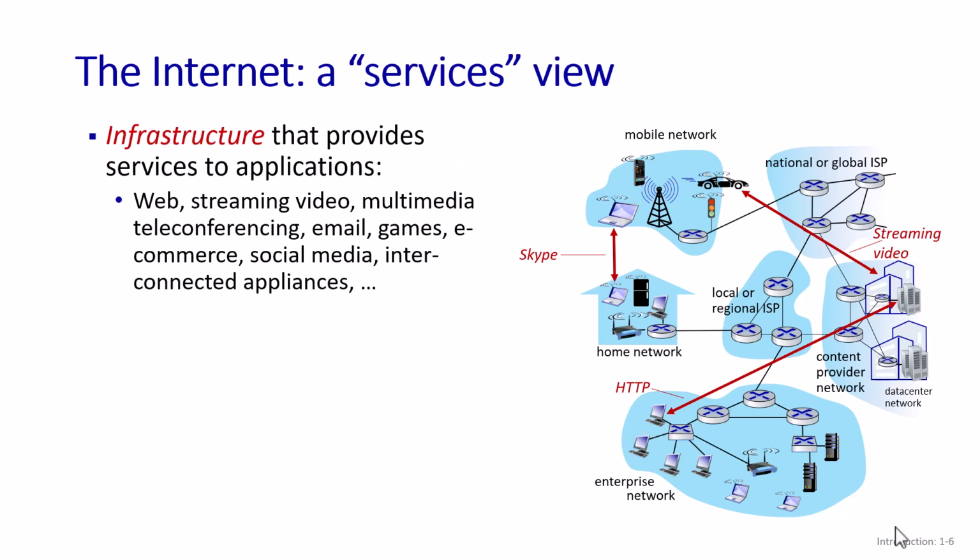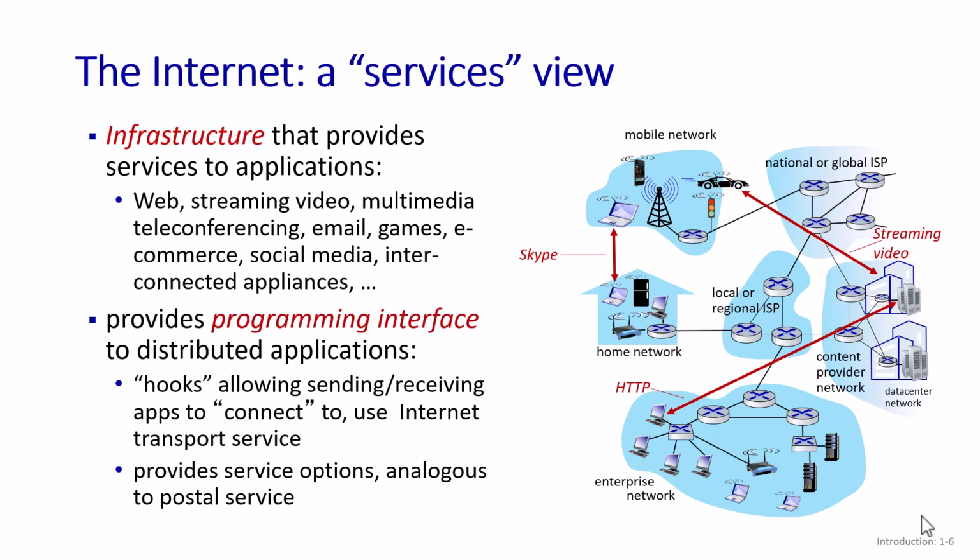Let's take a look at the internet from a services view. For many users, the internet is about accessing a web page or playing video games with friends, e-shopping, social media. So most users actually care about the services that they are getting from the internet. In that sense, the internet is the infrastructure that provides services to applications such as web, streaming video, multimedia teleconferencing, email, games, e-commerce, and social media.